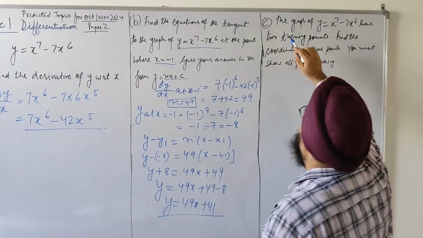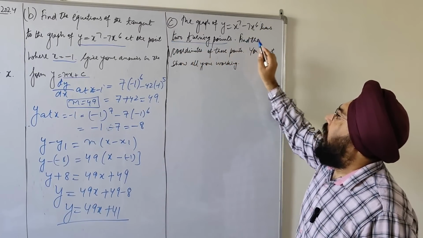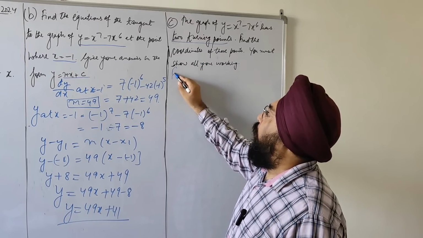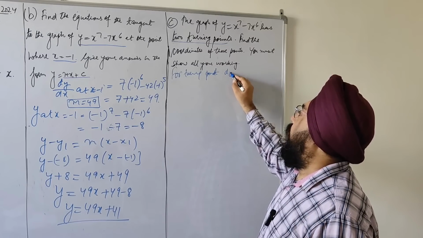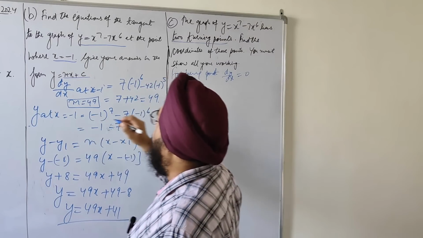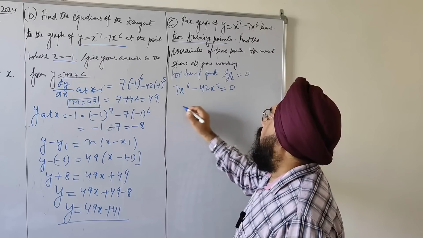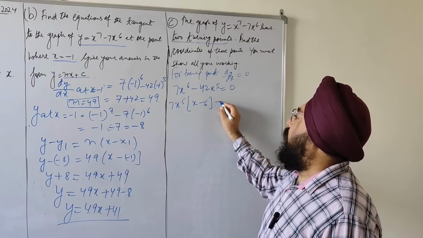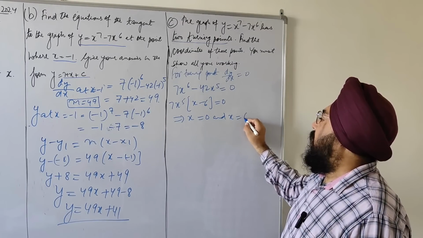C part, the graph of y is equal to x^7 minus 7x^6 has two turning points. Find the coordinates of these points. You must show all the working. So for turning points, we will be setting dy by dx equal to 0. So we get dy by dx is equal to 7x^6 minus 42x^5 equal to 0. Now 7x raised to power 5 is common, we are left with x minus 6 is equal to 0. That implies x is equal to 0 and x is equal to 6.